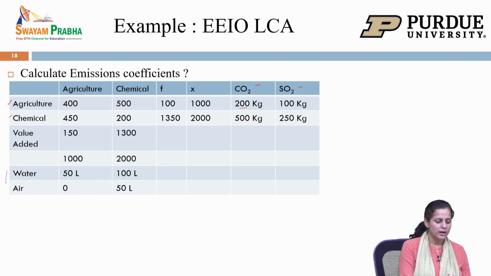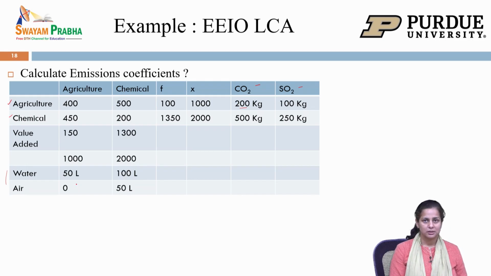And then we also have water and air consumption. Water is a resource input that we withdraw from the ecosystem. So 50 liters of water is being taken in the agriculture sector and about 100 liters from the chemical sector to support this much final demand in the economy. And air is generally used as a circulating factor in a lot of chemical sectors for cooling. So we are withdrawing 50 liters of air for the chemical sector, and there is no air for agriculture.